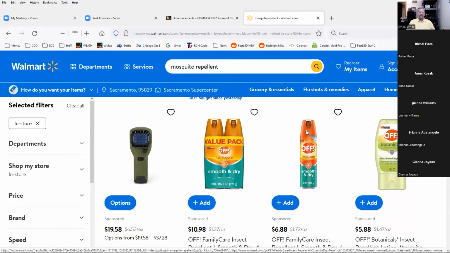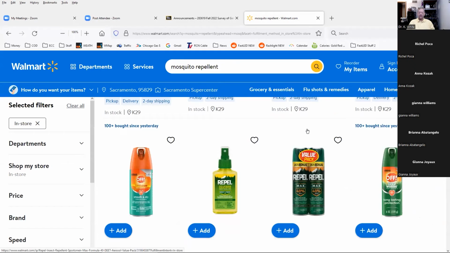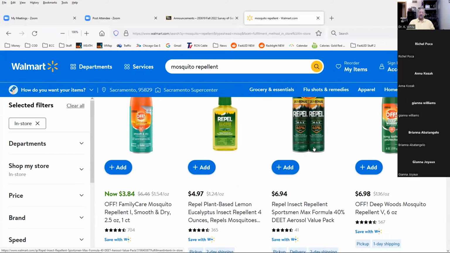And I go to Walmart, and they have an area where they have different products. The name brand is Off, and Repel is the Walmart brand.